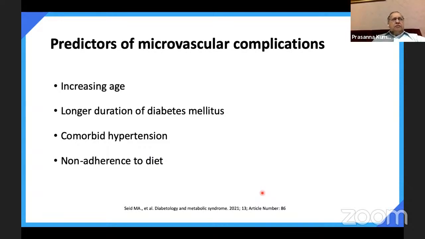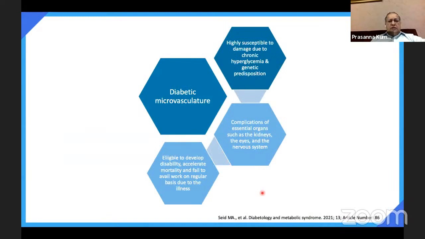What are the predictors of microvascular complication? Increasing age, longer duration of diabetes, and in more aged persons, neuropathy. Even a non-diabetic elderly person can also develop neuropathy. Comorbid hypertension, non-adherence to diet. These are some of the causes.